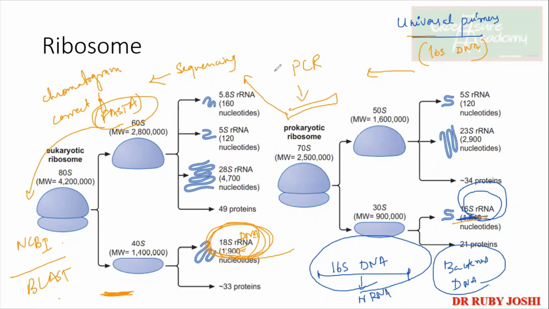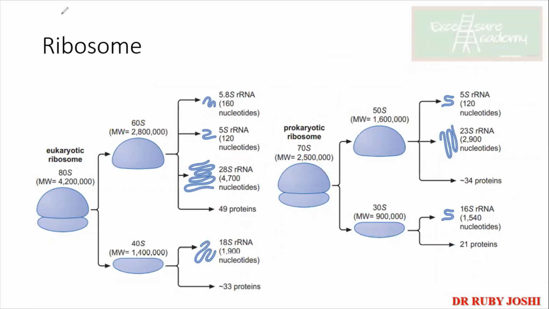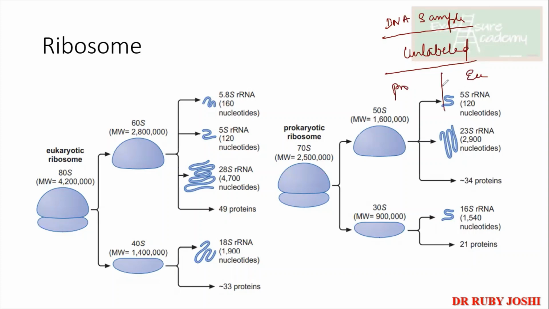Now, one interview question which we have asked was: you have got a DNA sample and it is unlabeled. So you don't know whether it is prokaryotic or eukaryotic, but your scientist is asking you to give the information whether this DNA sample is prokaryotic or eukaryotic. So what will you do? Already discussed. Same approach you need to apply over here. So what are you going to do? Yes, Tanvi, what will you do?